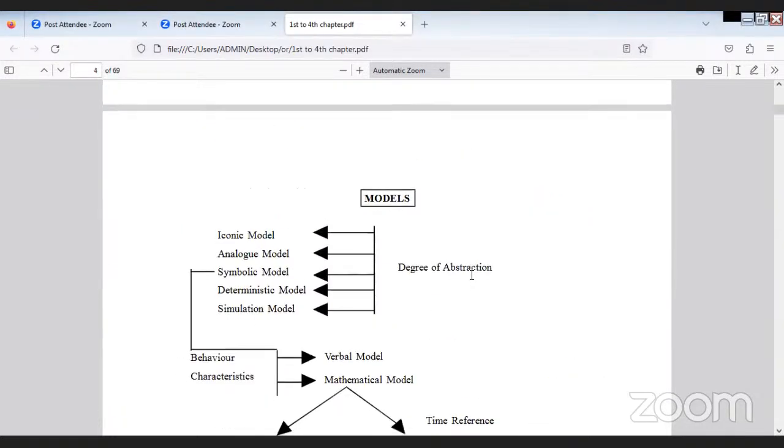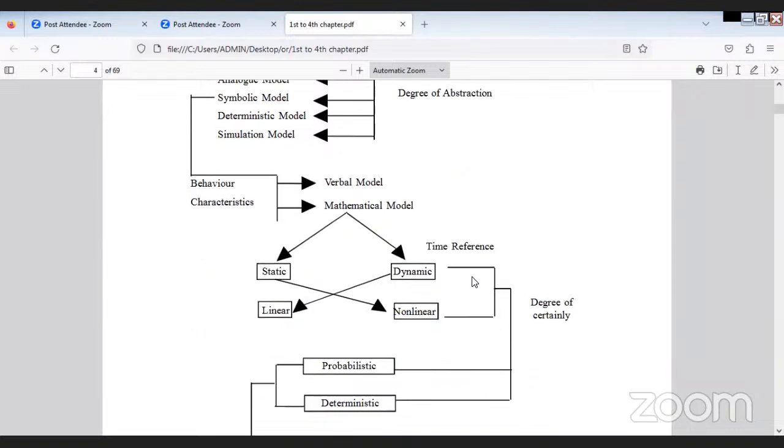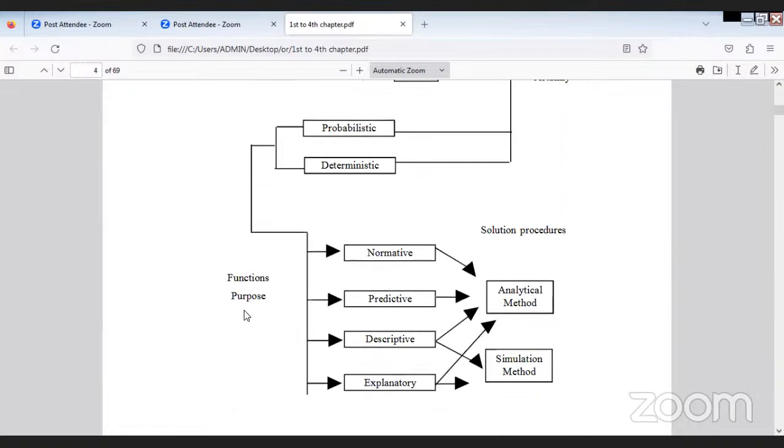This is a diagram. You have iconic model, analogic model, symbolic model, deterministic model, simulation model. These are behavior characters. In each, a verbal model, mathematical model, static, dynamic, linear, non-linear, probabilistic, deterministic, function purpose, normative, predictive, descriptive, explanatory, then normative analytical method, predictive analytical method, then descriptive law, simulation method, analytical method.